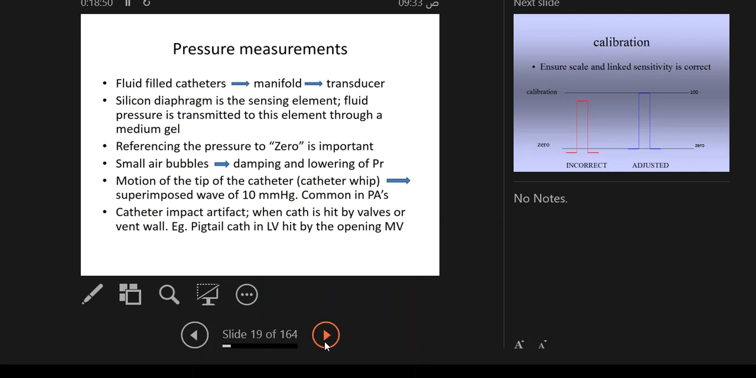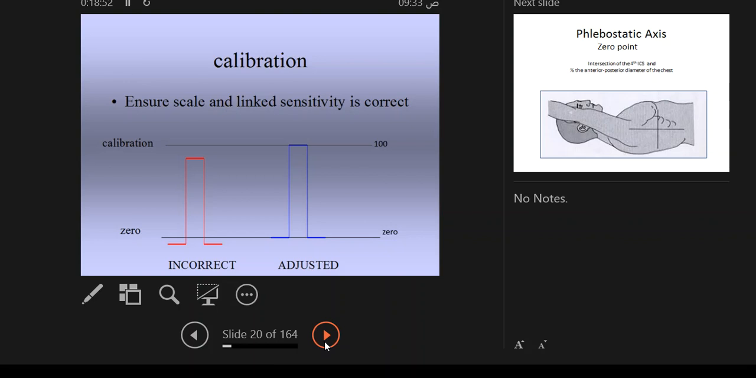And this is an example of your zeroing. I started off like this. I waited until it corrected itself. And then you have a scale, the calibration. If I tell him to calibrate for me to 100 millimeters mercury, so this amount is 100 millimeters mercury. So if I put the left ventricle, then 120, it will be above the 100.